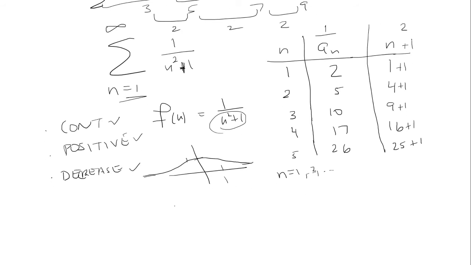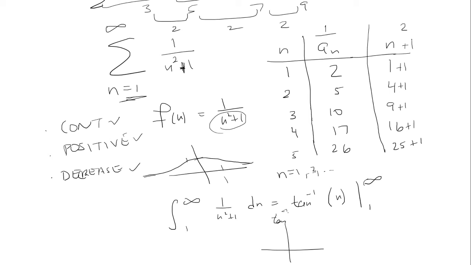And now it's just a matter of applying the integral. We're going to use the same bounds as the sum. And this is nice because the antiderivative of 1 over n squared plus 1 is inverse tangent of n from 1 to infinity. So technically here again we have to use a limit because it's an improper integral. But just so you recall, inverse tangent looks something like this.